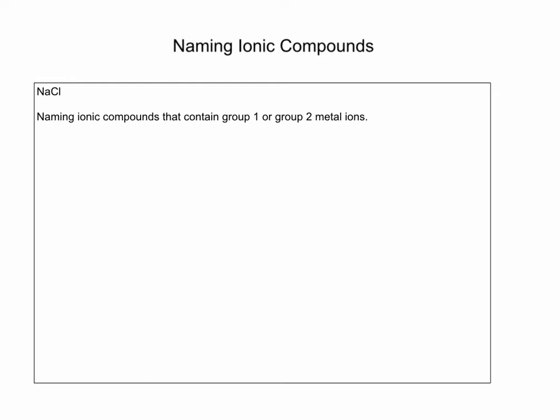Group 1 and 2 is important because we know what the charges are on the group 1 metals and the group 2 metals. We know all group 1 metals get a +1 charge and all group 2 metals get a +2 charge. There are two steps that we use to name an ionic compound.